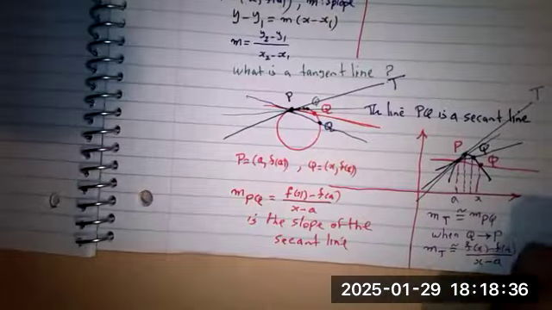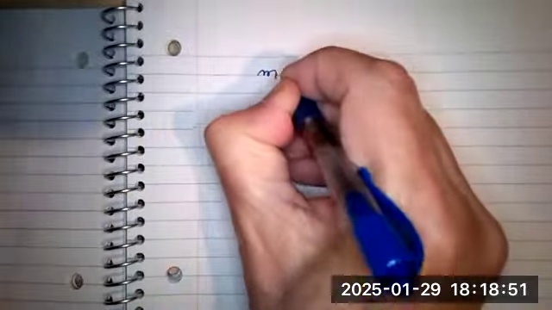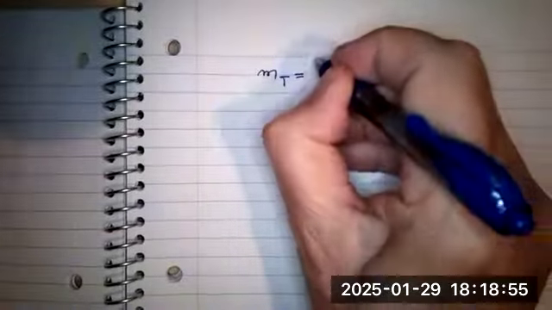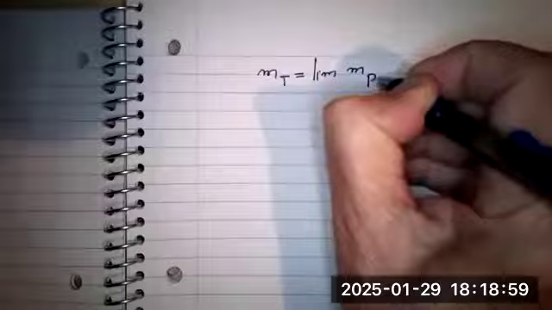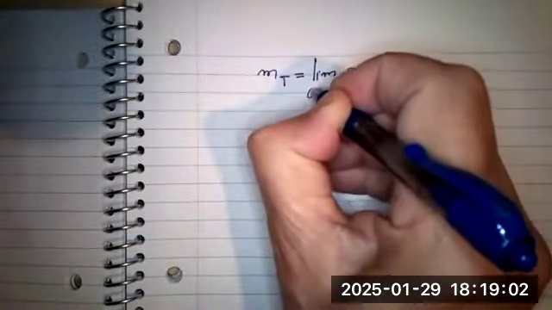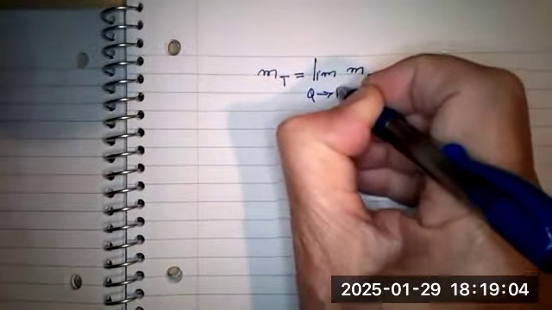We write this one in the special language, if you like, and then we define it. So this is the way it was defined by Newton for the first time. He wrote this type of notation. The slope of a tangent line is equal to the limit of the slope of a secant line when Q is getting closer and closer to the P.